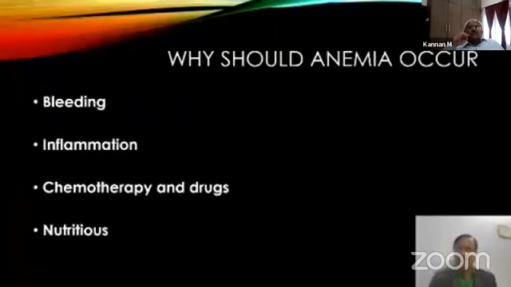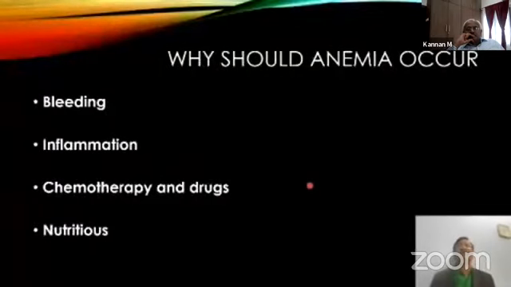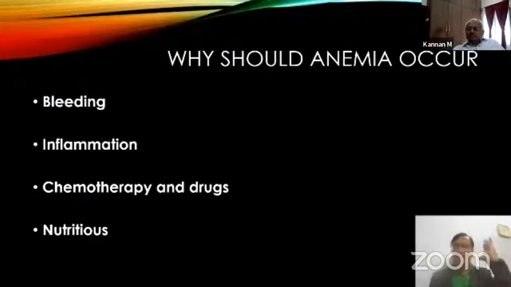Why should anemia occur? Anemia can occur because of bleeding, inflammation, nutritional causes, chemotherapy, and drugs. This is not a classical hematology definition. This definition is more towards the causative, etiological focus on the perioperative period.